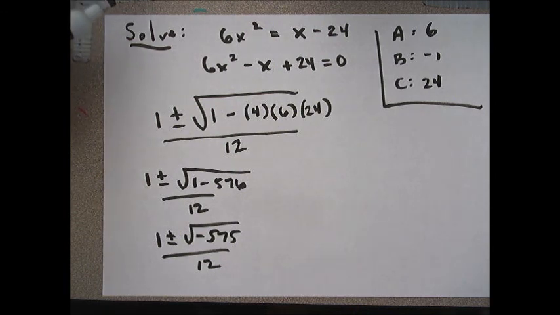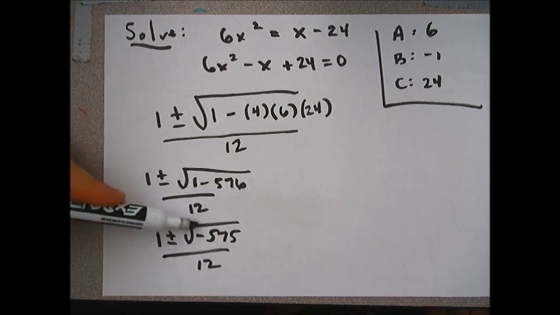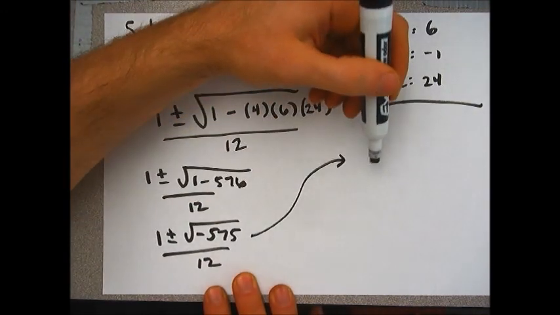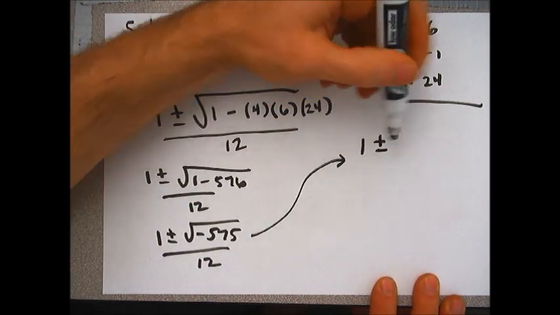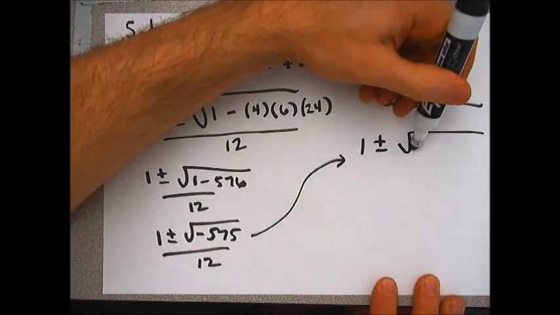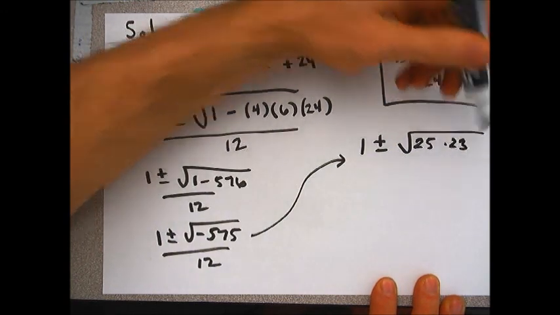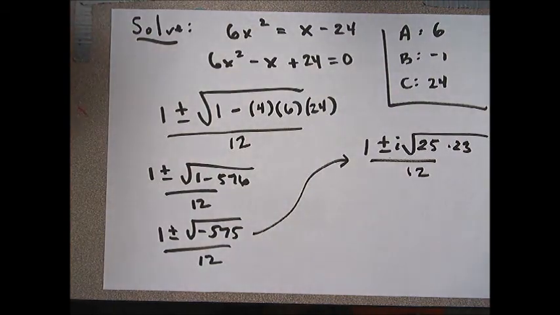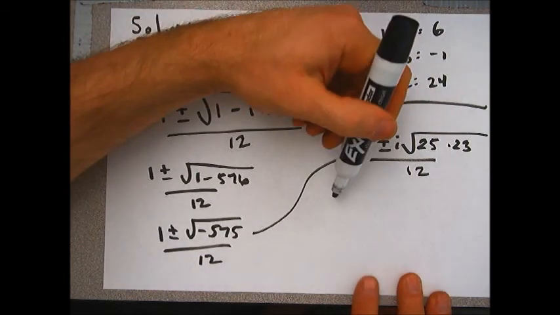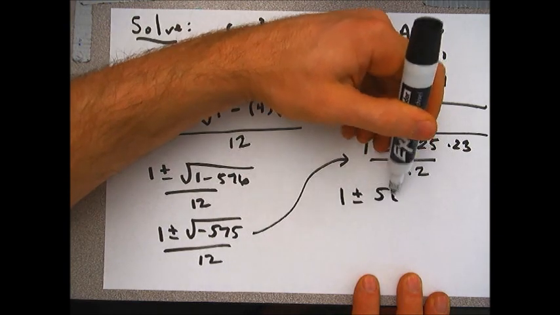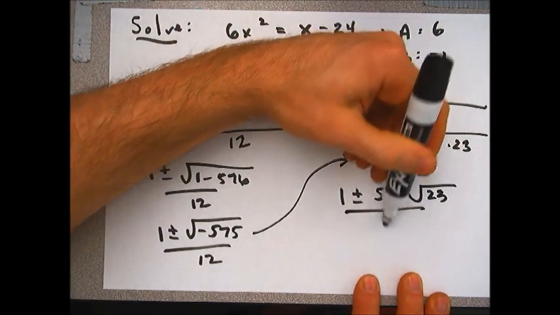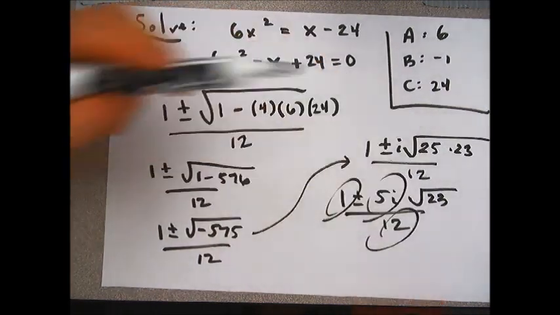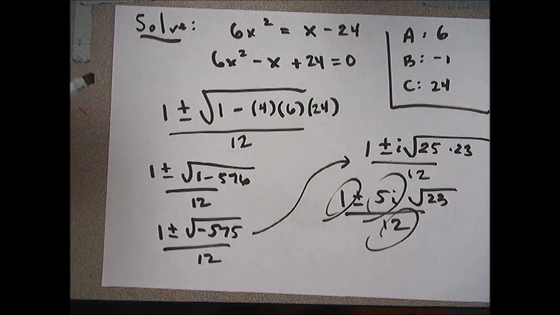We want to find a perfect square, because it's quadratic formula, so this is a square root, a perfect square that goes into 575. And that perfect square is 25. So 1 plus or minus the square root of 25 times 23, and I'm just going to bring the I out. That's what gets rid of that negative, right? Over 12. And the square root of 25 is 5. So this is 1 plus or minus 5I root 23 over 12. Now we're done here, but if this number and this number were all divisible, you would go through and divide. Okay?